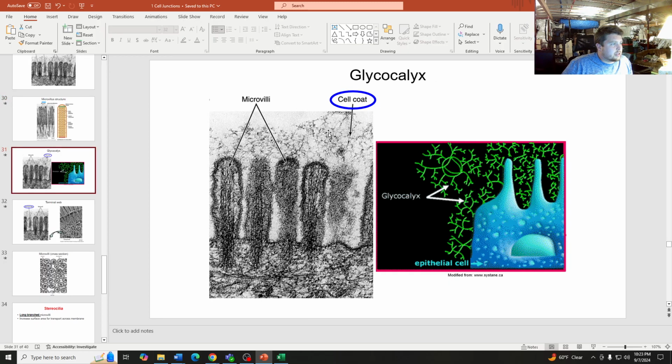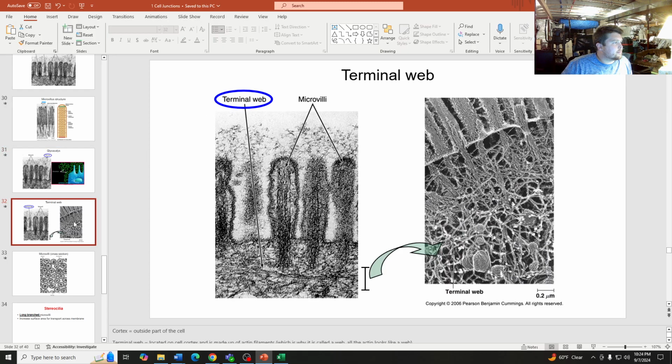There's the glycocalyx, that cell coating. You can see it's built like this branched chain of stuff. It's got the sugars, it's got lipids, it's got proteins all built into it as part of it.